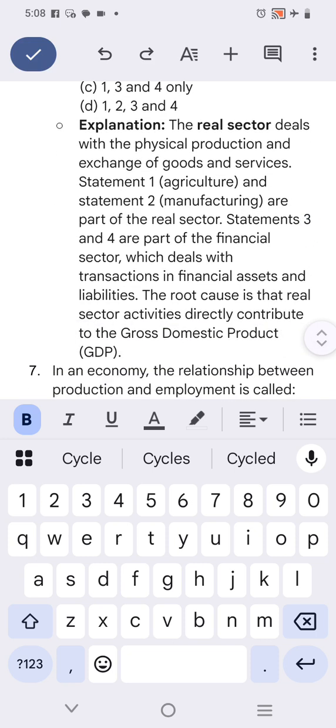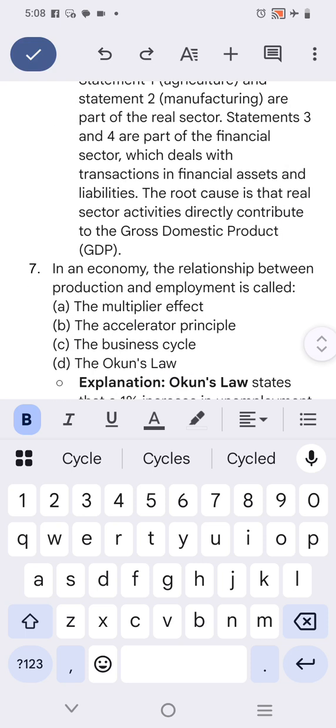The root cause is that real sector activities directly contribute to the gross domestic product. So GDP को 1 and 2 ही contribute करेगा. In an economy, the relationship between production and employment is called Okun's law.